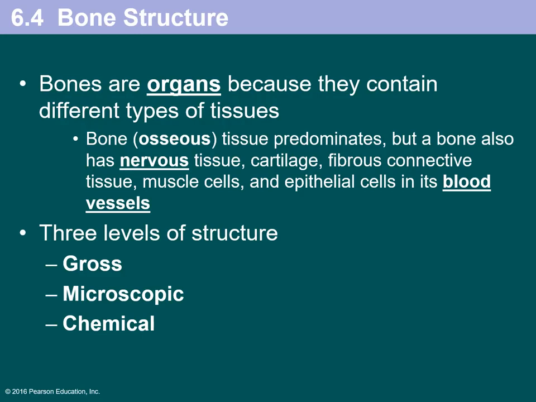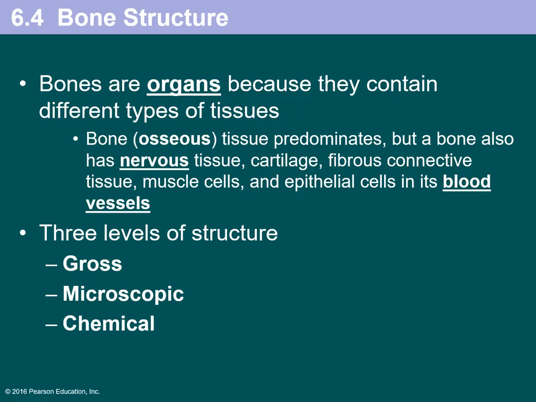Bones are classified as an organ. Remember, an organ has at least 2 different tissue types that work together to carry out a function. Well, bones, you might be thinking, wait a minute. It has osseous tissue or bone tissue, which is a type of connective tissue. But what other type of tissue does it have? Well, it does have nervous tissue. It has blood vessels in it, which has the blood flowing through it. So because it has more than one type of tissue, it is classified as an organ.